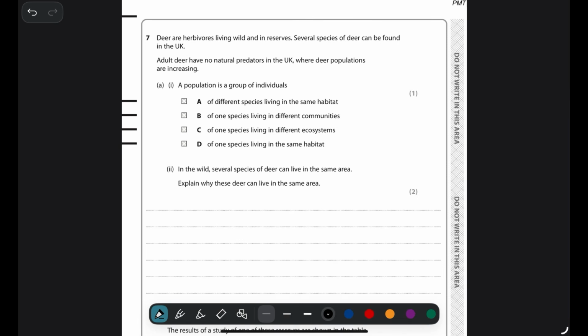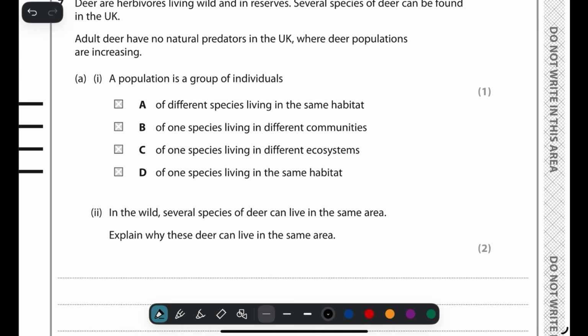Okay, so they say deer are herbivores living in the wild and in the reserve, and you can find several species of deer in the UK. Adult deer have no natural predators, and deer populations are increasing. So, in terms of population, again, this is definition. You're saying that a population is a group of individuals of different species living in the same habitat? Nope. Of one species living in a different community? Nope. Of one species living in different ecosystems? No. But they are a group of one species that lives in the same habitat. So I'm happy to do D.